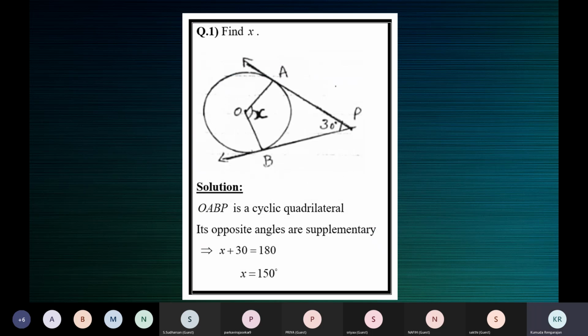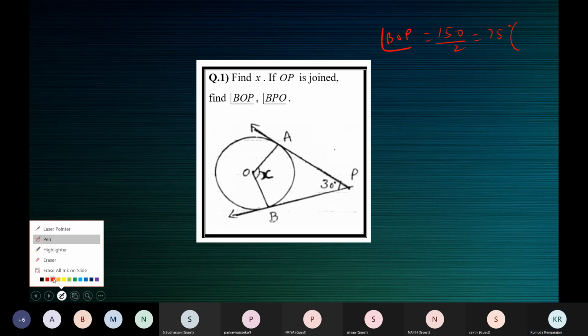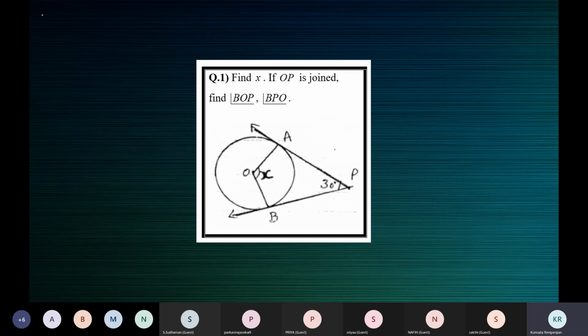Oh, I've forgotten to answer that. I've only answered x, I think. Okay, fine. Let me just tell you how to work it. So once you find, when you write angle BOP, you must say it is 150 by 2, 75 degrees. And in the bracket, you must give that reason: equal tangents subtend equal angles at the center. Let me do it slowly, one minute. Make a note of this in your book, children, since it's not there.